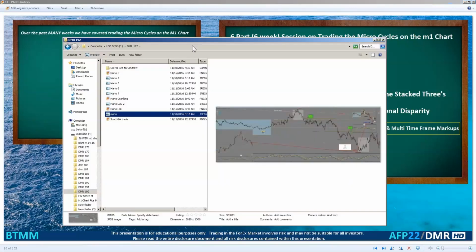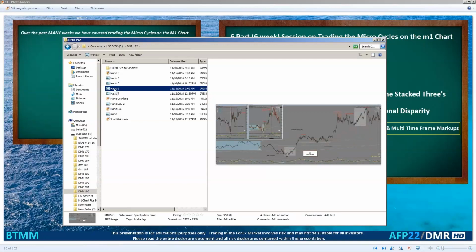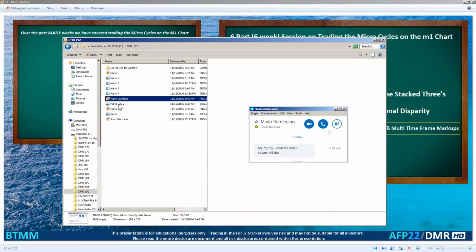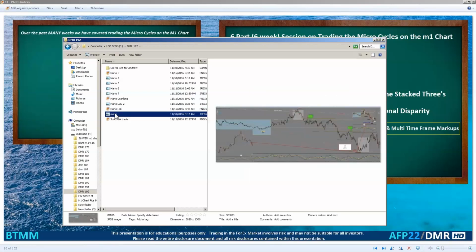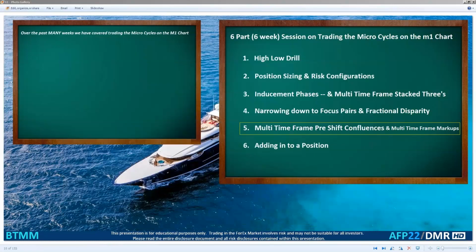And with that in mind, I want to congratulate Mario for sending me not 1, not 2, not 3, not 4, not 5, but 6 markups. All right, Mario, all over this thing. I really appreciate that. That's absolutely awesome. All right, so Mario, great work with the multi-time frame markups. There are actually a few other students that have been sending these.